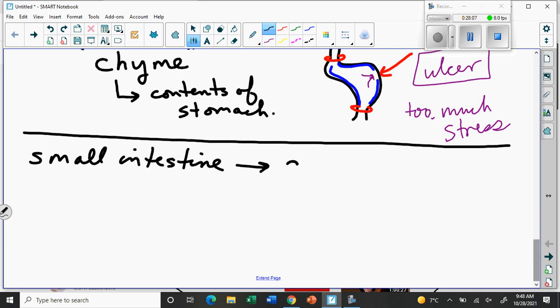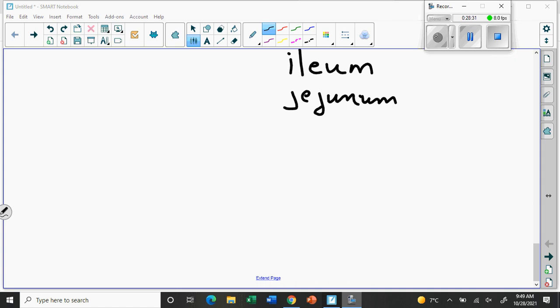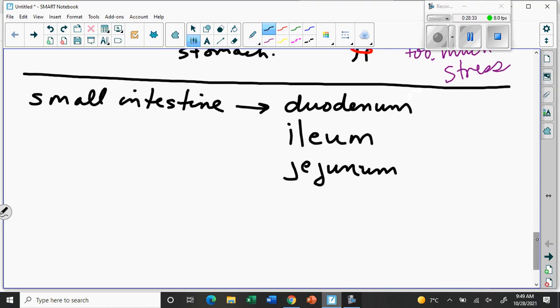But the first one is called the duodenum. You've probably heard of that, maybe. The next one is called the ileum. And then the jejunum. Oops, let me spell that right. It's an E here. Jejunum. Now, we have the 3 parts of the small intestine. So the duodenum is first. It's the first section. So what's going to happen now is a number of things.